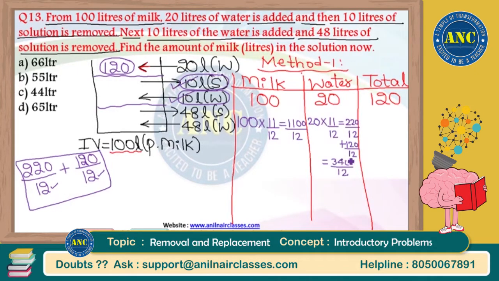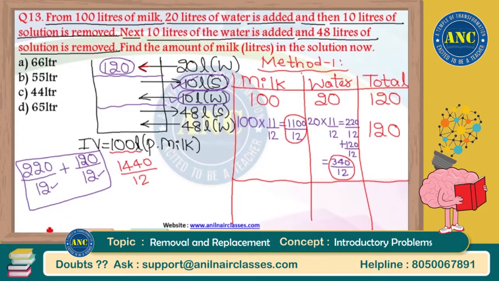But think a little logically, the total volume is nothing but milk plus water. Milk is nothing but 1100 by 12. Water is nothing but 340 by 12. 1100 plus 340 is 1440. 1440 by 12, how much is it? It is once again 120 itself. The total volume is not changing. I hope I am making sense for you. Total volume is not changing once again.